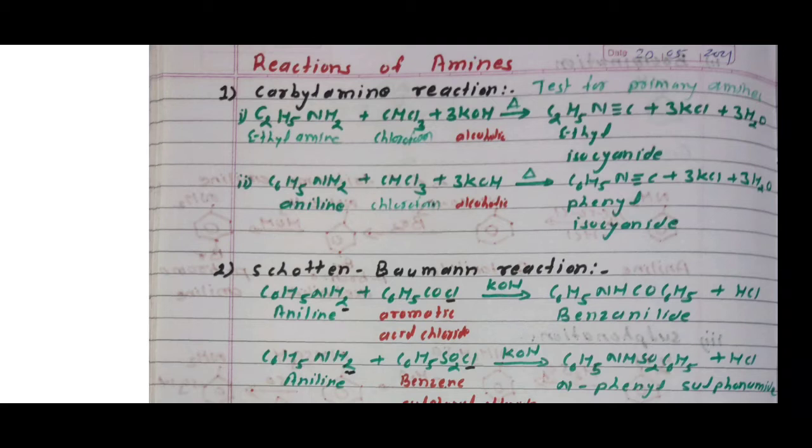These three components are heated to form phenyl isocyanide, C6H5N triple bond C, plus thrice KCl plus thrice H2O. This is the carbylamine reaction. This reaction is useful for detection of primary amines, meaning a primary amine reacts with chloroform and alcoholic KOH and forms isocyanides.